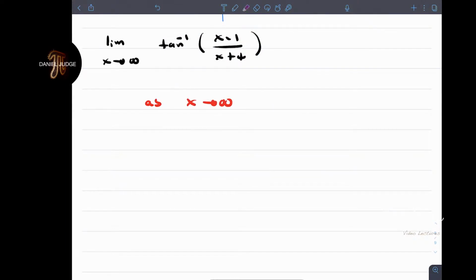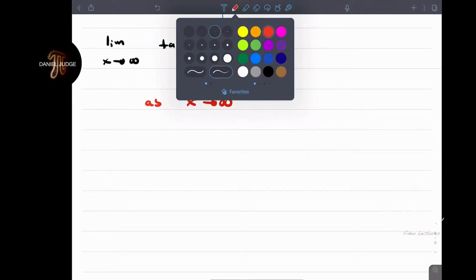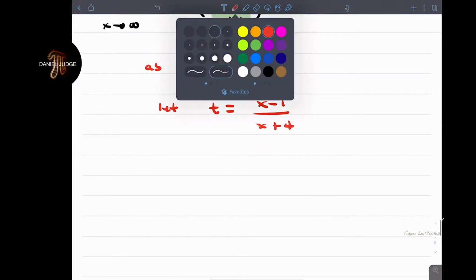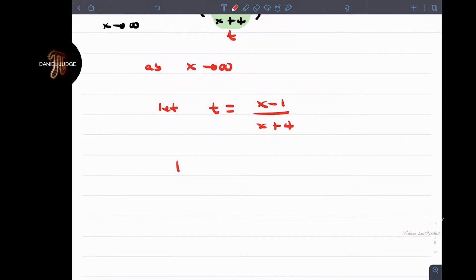As x goes to infinity, the question is, what happens here with this? You can do a substitution, I guess. We could let this be t, right? So let t be x minus 1 over x plus 4. So you're going to now get this limit as x goes to infinity. What happens to this t? This is t right in here. This is the t variable.